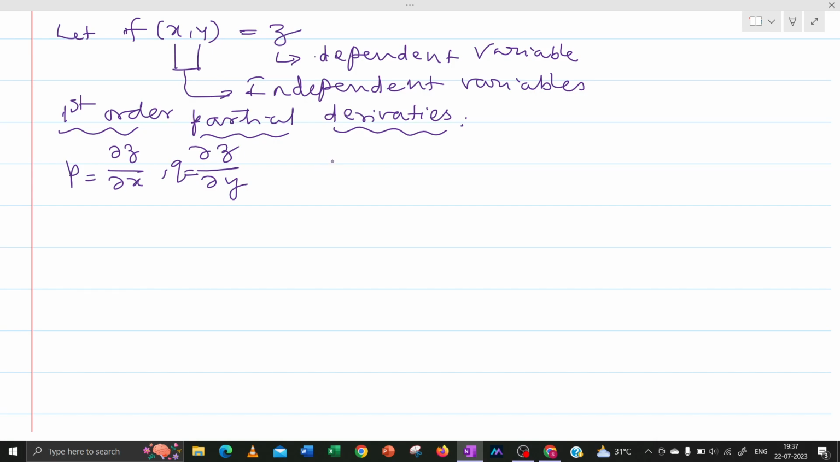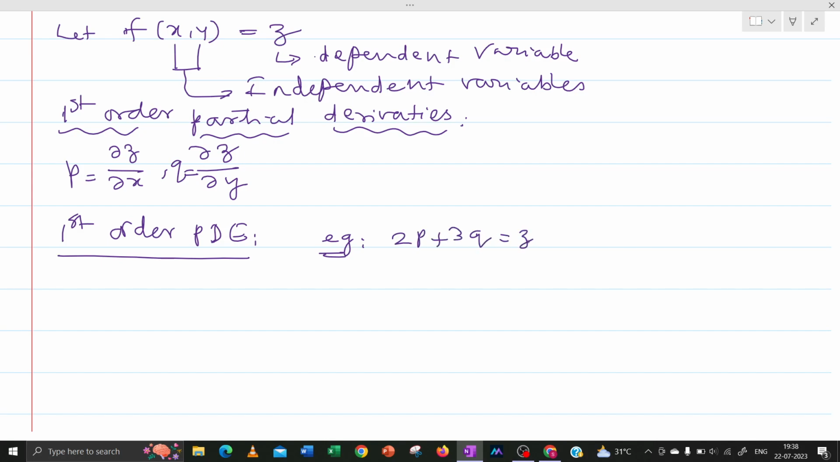So now the first order partial differential equation. How can we write a first order partial differential equation? It is an equation which contains only the first order partial derivatives. For example, 2p plus 3q equal to z. See here, it contains only the first order partial derivatives p and q. So this is a very simple example of a first order partial differential equation.